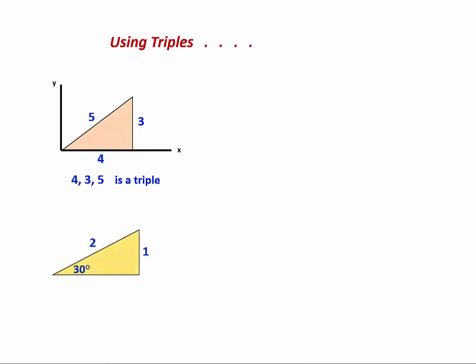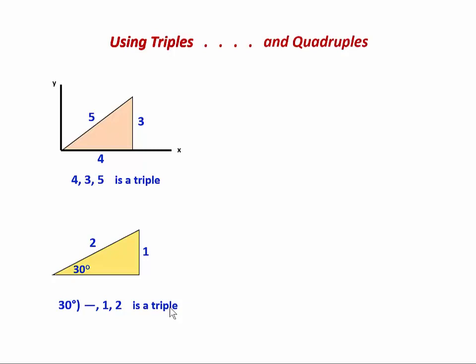Here's another triangle with an angle of 30 degrees. So there's the triple, dash, 1, 2, and if an angle is involved, we put it before. So 30 degrees, dash, 1, 2. And the dash we put in if we're not really interested in one of the sides or we don't know it for some reason, we can just put a dash there, and we'll be doing that. So that's also a triple.